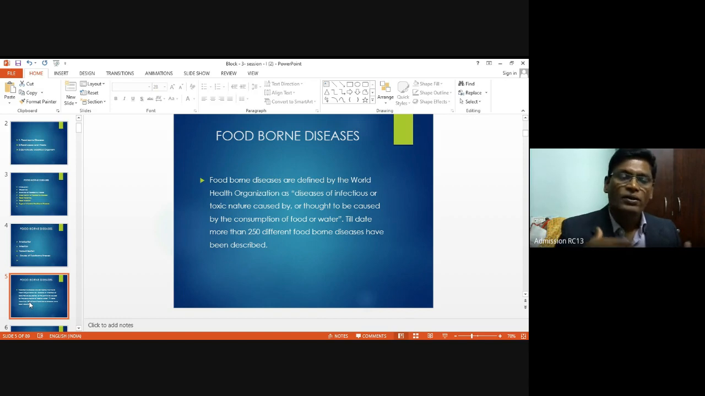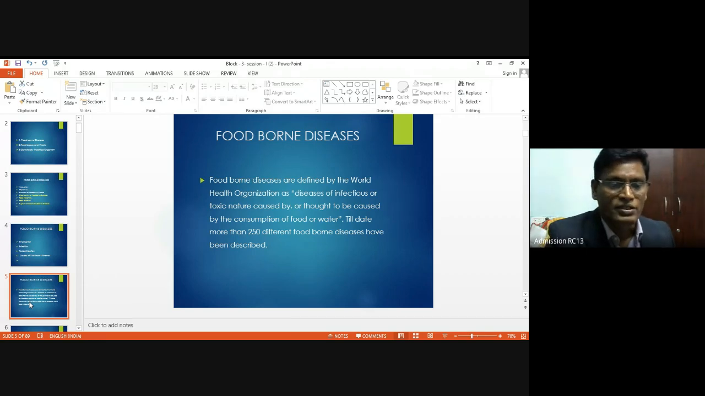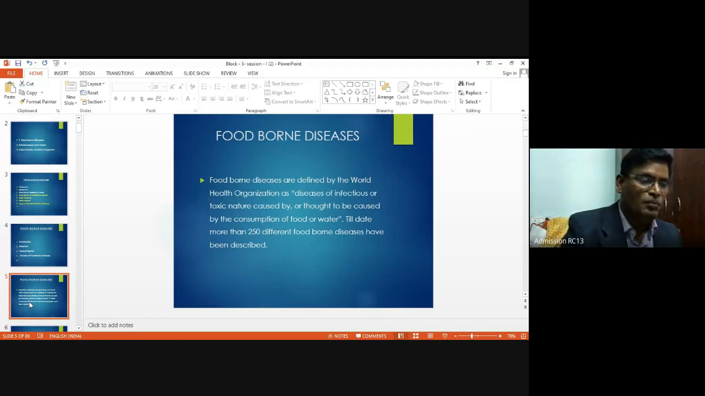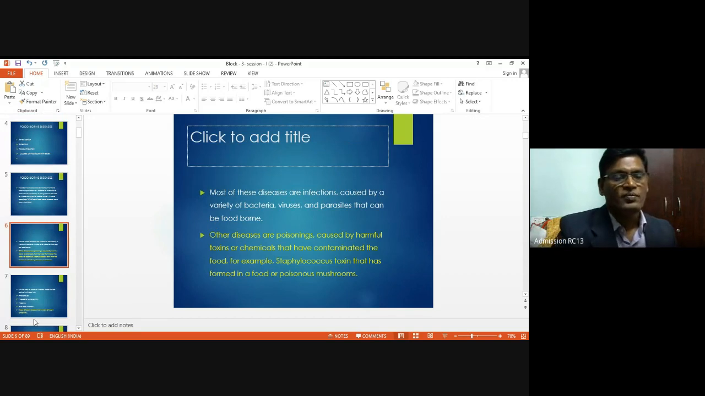In foodborne disease, basically human beings come in contact either through the consumption of food or the water they consume. Through this, the contaminating organism, whether bacteria, virus or fungus, will enter into the human body through consumption, and it will create a health problem in human beings. Most of these diseases are infectious, caused by a variety of bacteria. There are different types of bacteria which cause specific health problems for human beings, and viruses and parasites can also be foodborne.